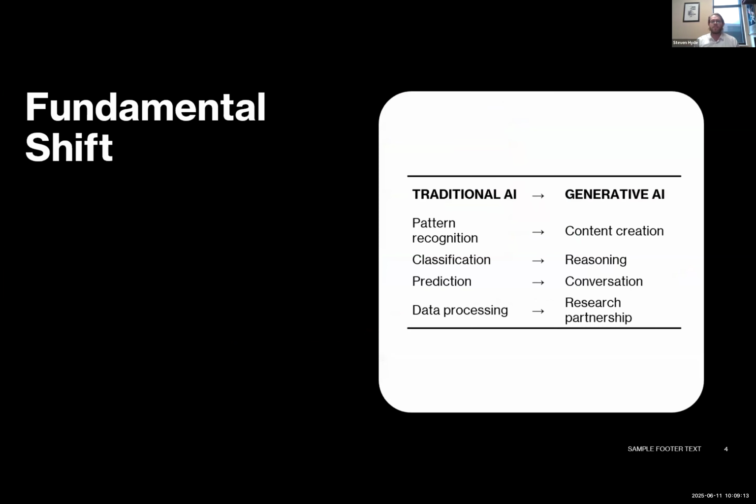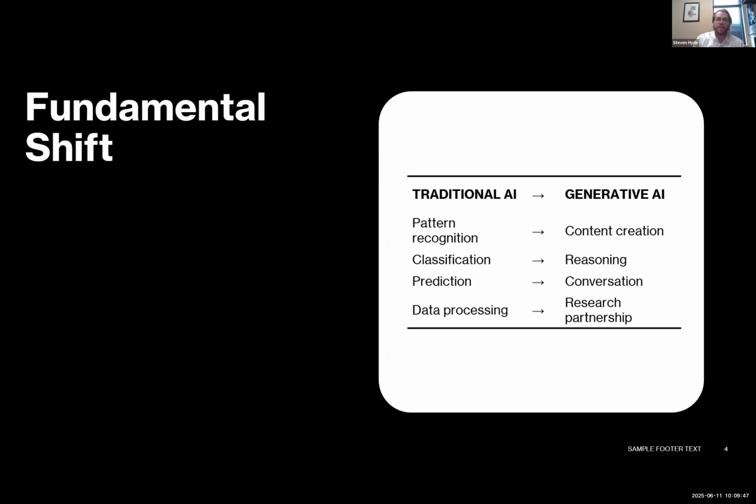So if we think about this fundamental change with traditional AI, it's a lot of pattern recognition, classification, prediction, data processing is largely what we're in. The use of machine learning in the traditional sense was far more about making predictions, far more about creating really effective algorithms to predict something in measurement. And now in the generative AI world, we're getting into content creation, reasoning, conversation. It basically flipped that. So now it's creating all of these things and creating these patterns.